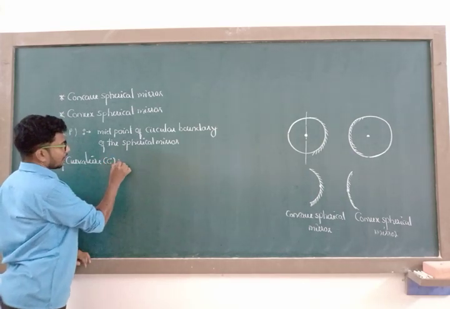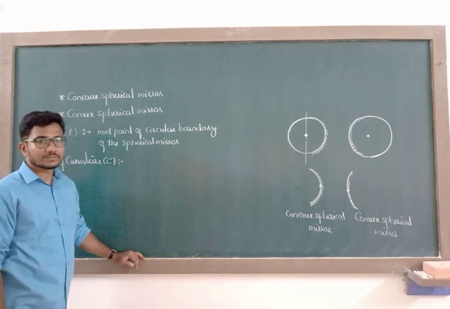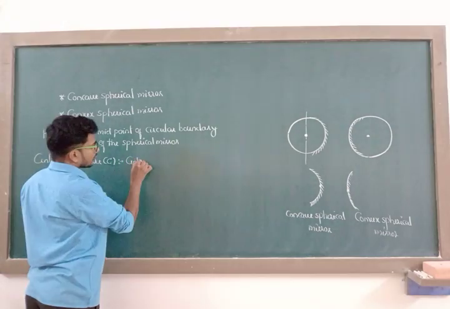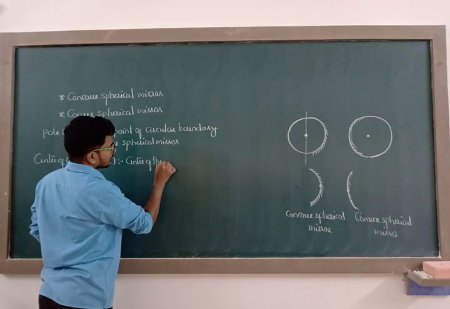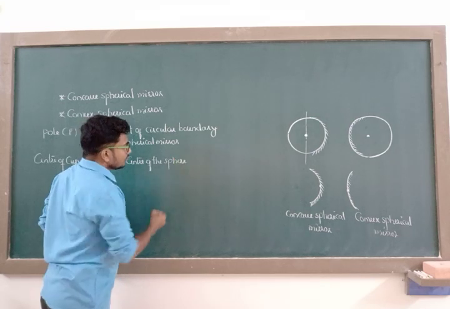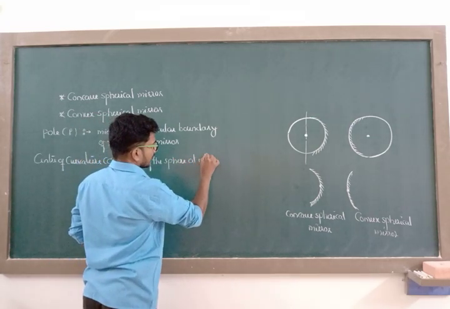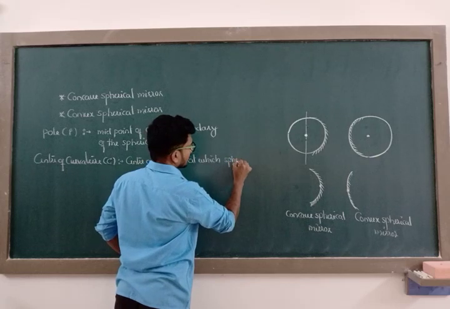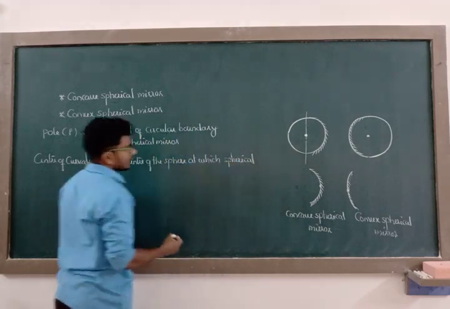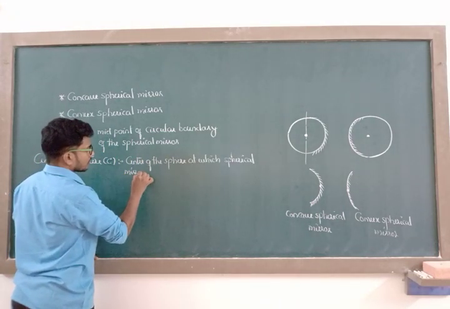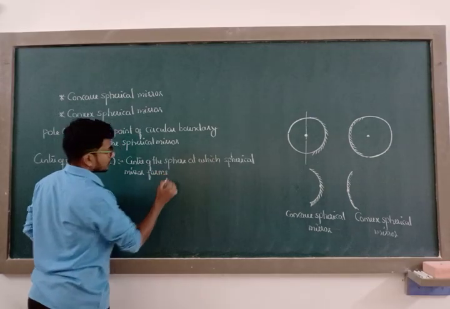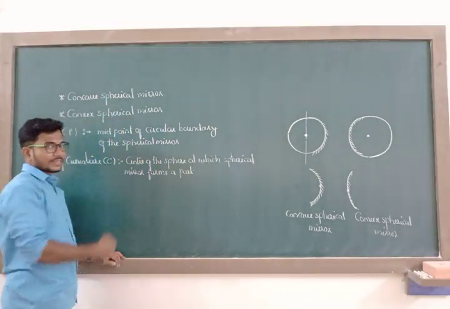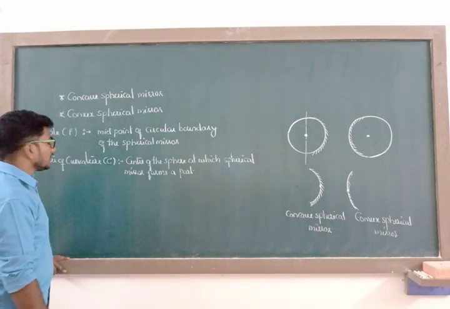Capital C, center of curvature: the center of the sphere of which the given spherical mirror forms a part. Then radius of curvature.